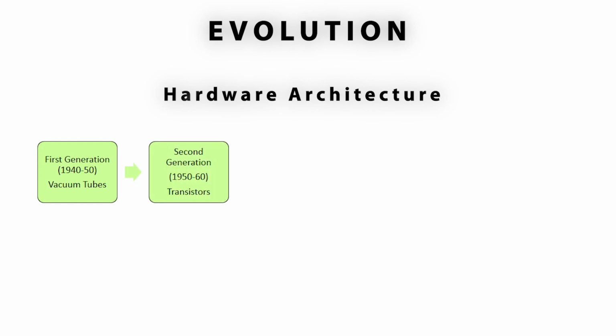Second generation, transistors replaced vacuum tubes, resulting in smaller, more reliable, and more efficient computers. Magnetic core memory was introduced, offering improved data storage capabilities. Examples include IBM 1401 and IBM 7090.